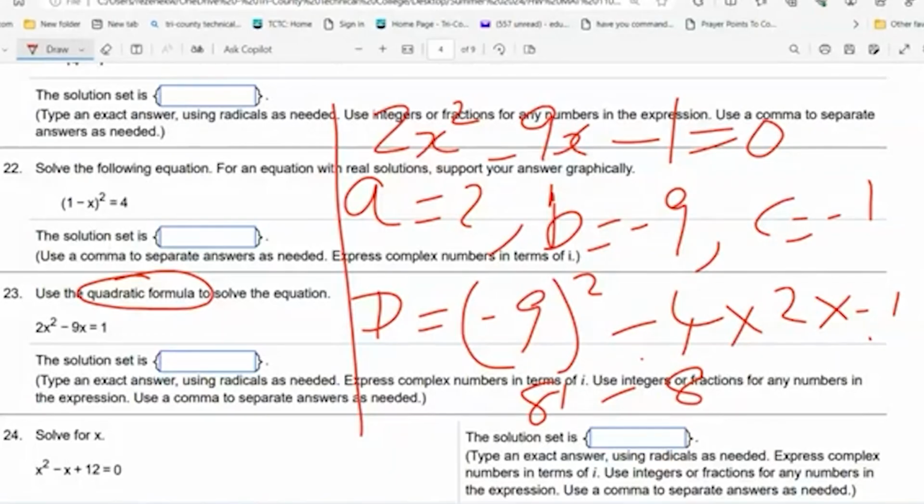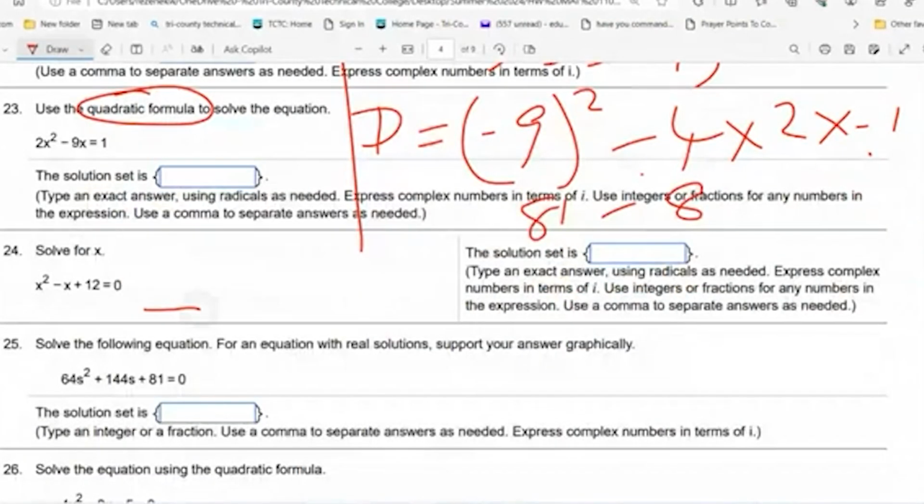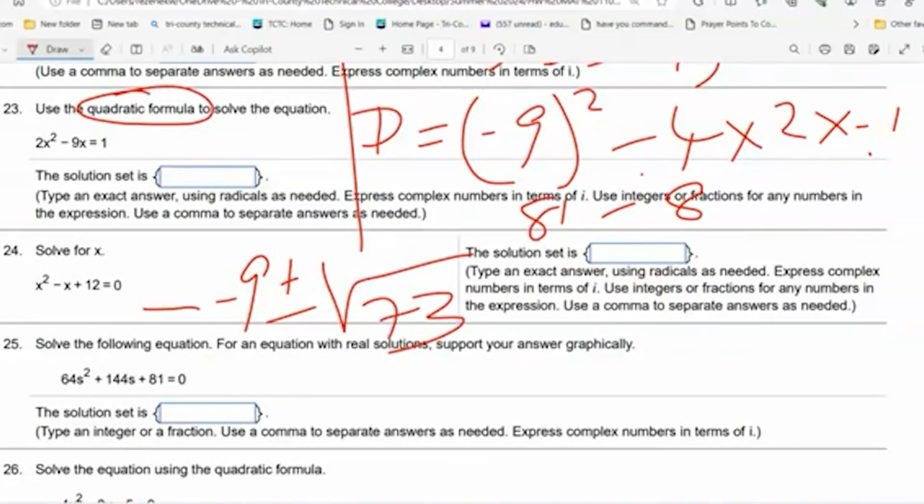Therefore, now I say plug into the quadratic formula. I can just do that without putting everything in. So I have -B, which is -(-9), plus or minus the square root of 73. Instead of putting in everything, I already know the value of the discriminant. Therefore, the radicand is 73. Now I have divided by 2, and then simplify.